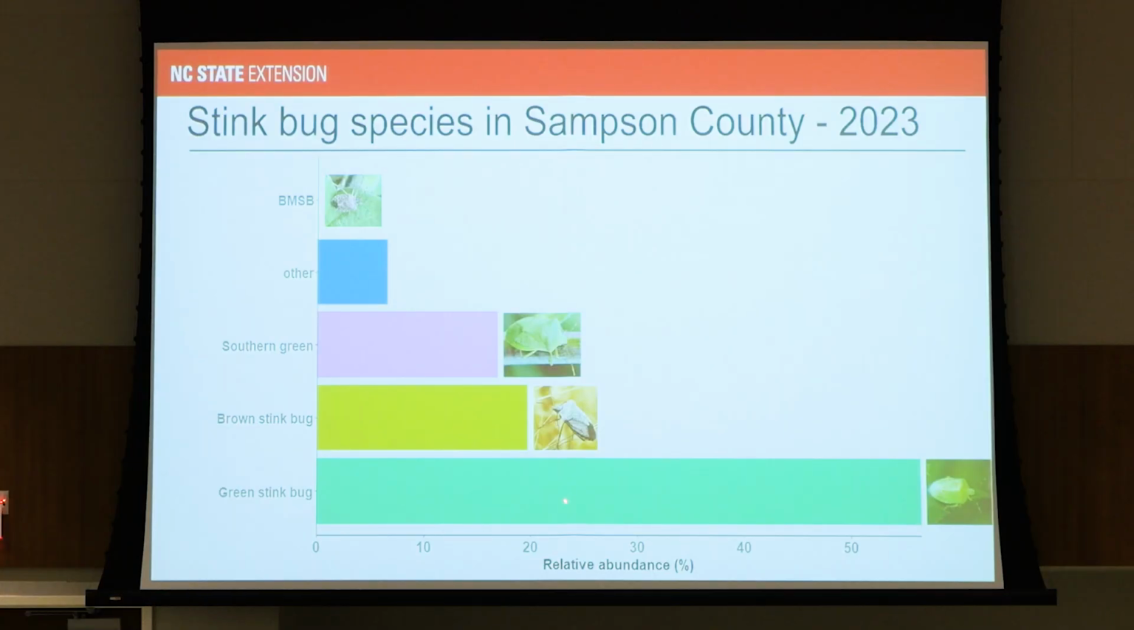Why this really matters is, we recommend bifenthrin as well as, to a lesser extent, acephate for control. These are much more susceptible to other pyrethroids. And so knowing who you have in your fields is really important for making good insecticide decisions because all these products are not created equal.